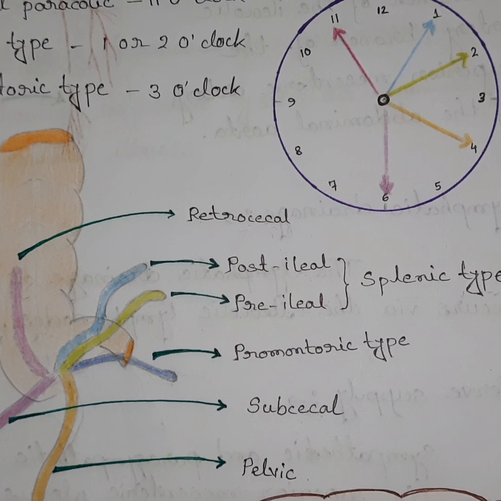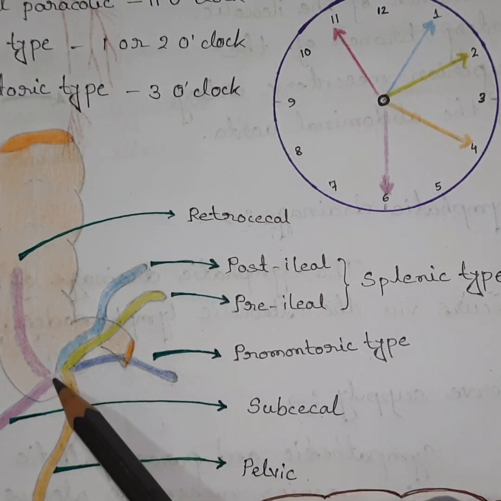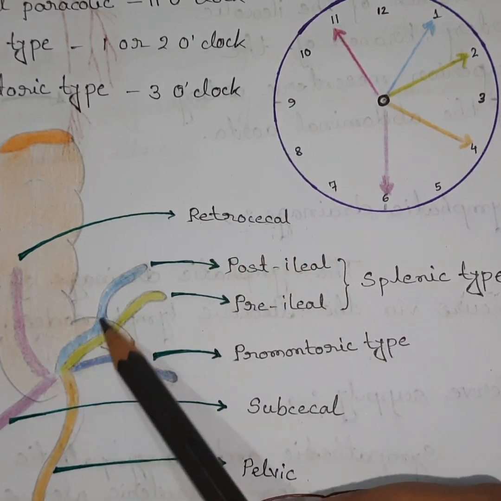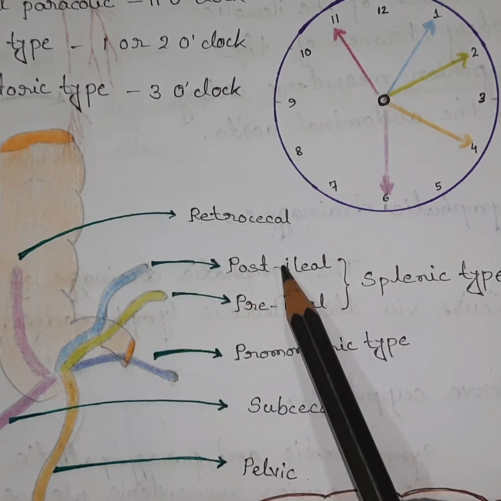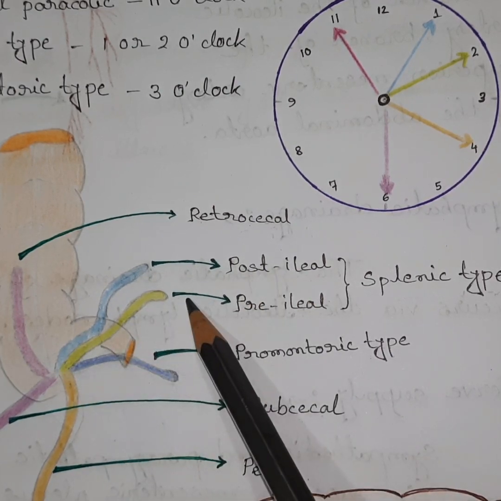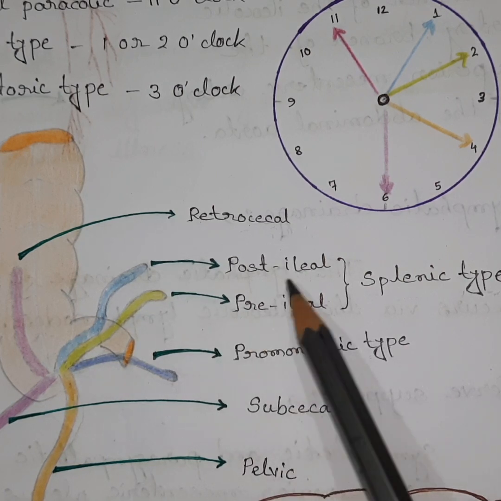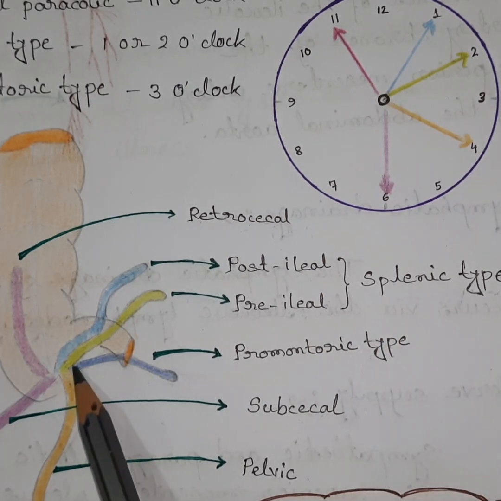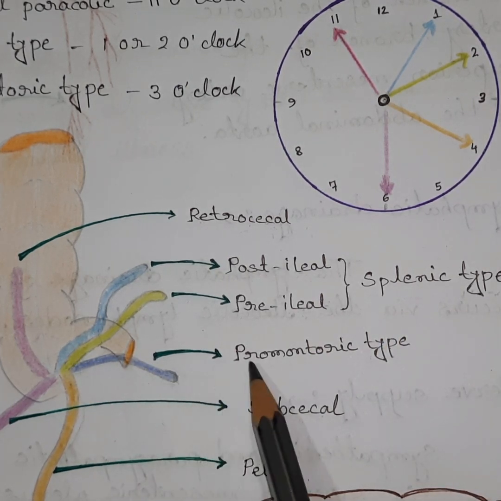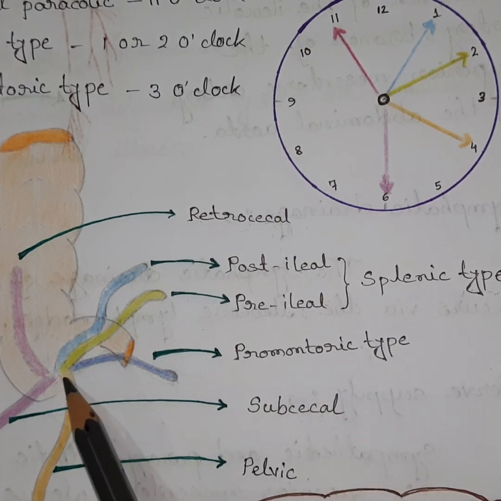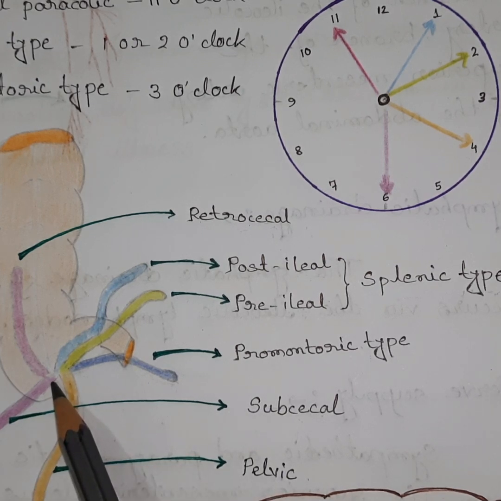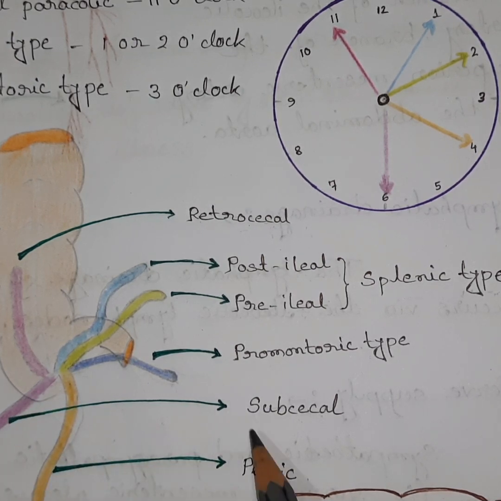Now we will see the position of the appendix through this diagram. This is the retrocecal appendix, or 12 o'clock in position. This is the post-ileal, or 1 o'clock in position. This is the pre-ileal, or 2 o'clock in position. Post-ileal and pre-ileal, these two are the splenic type. This is the promontoric type, or 3 o'clock in position. This is the pelvic type, or 4 o'clock in position. And lastly, this is the subcecal, or 11 o'clock in position.